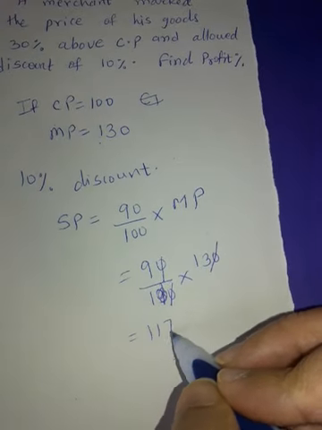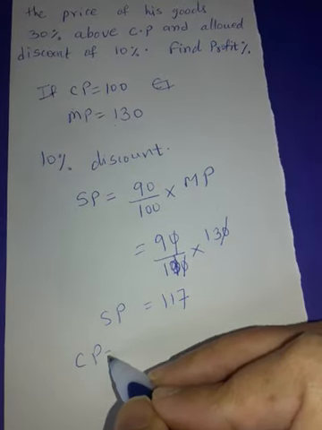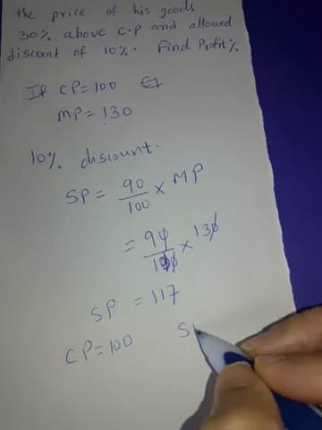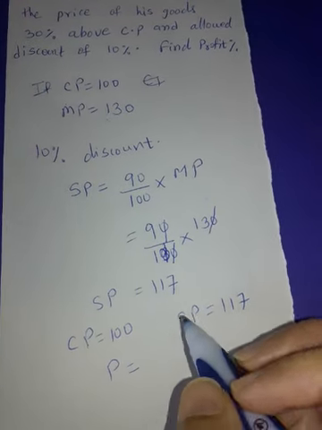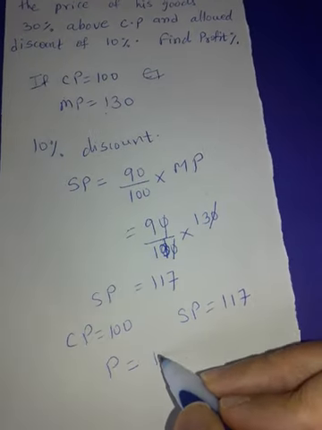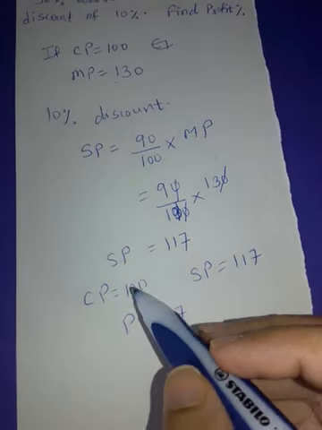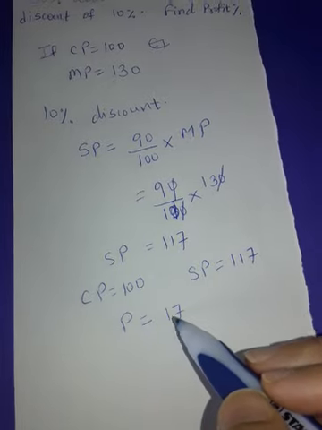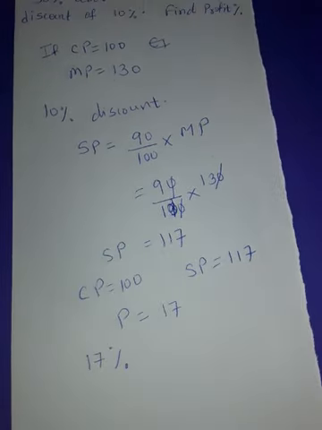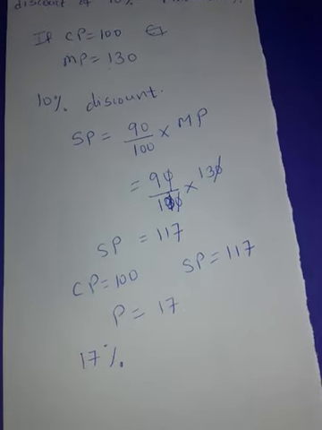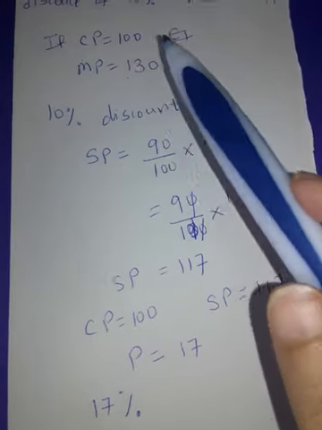Thirteen nines are 117. SP is 117. CP is 100. SP is 117. So what is the profit? Profit is always selling price minus cost price, 17. And this 17 profit is over which cost price? 100. 17 over 100, that means profit percent is 17%. Your answer is 17%. It becomes very easy when we assume cost price as 100.